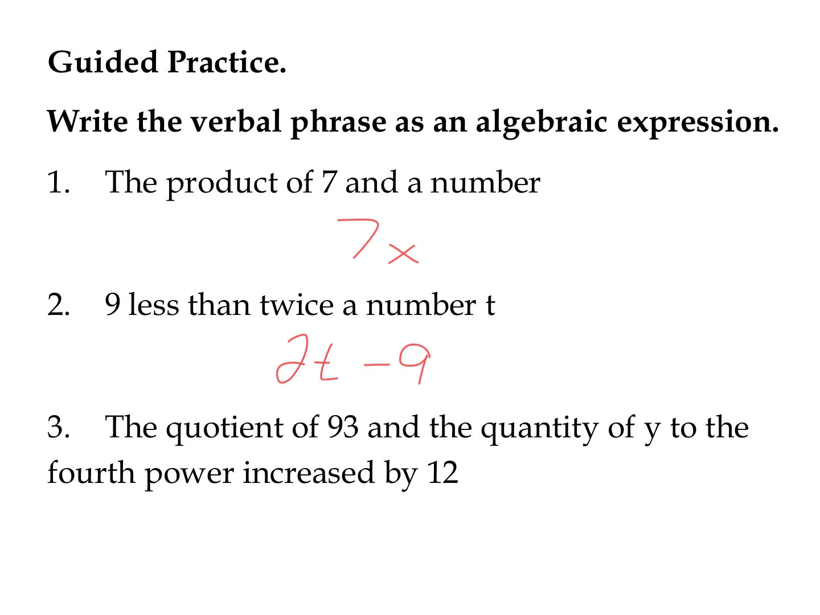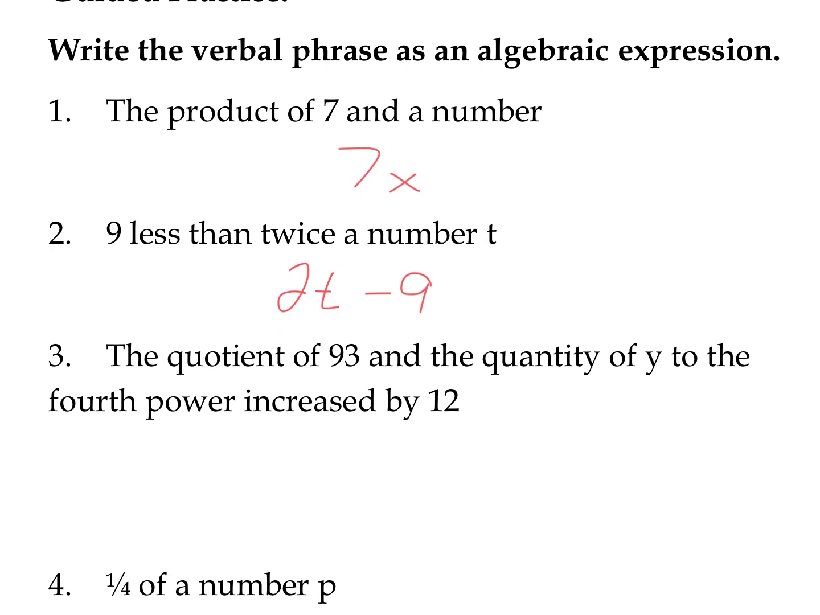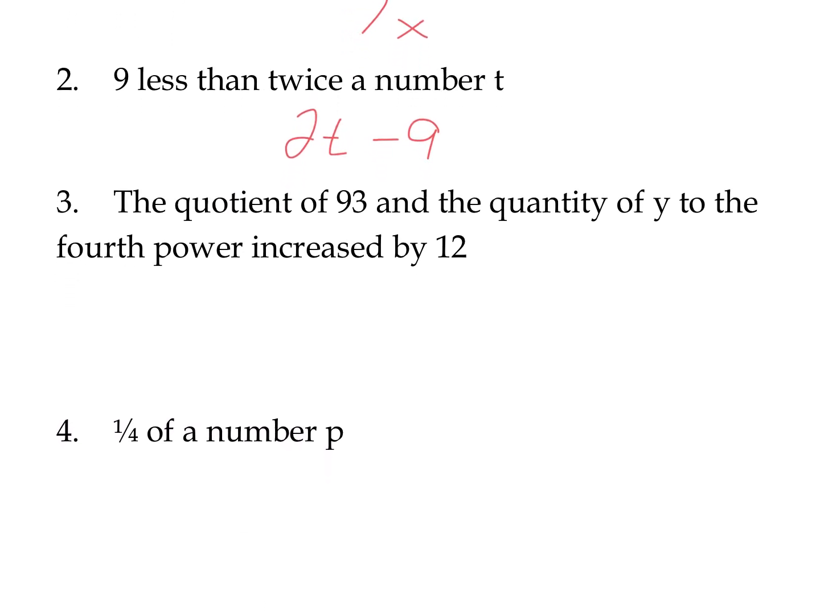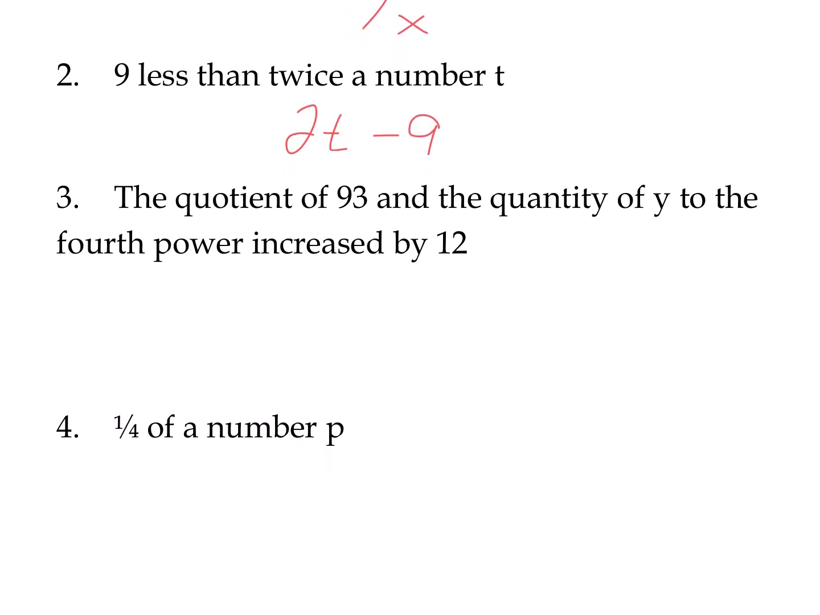The next example is the quotient of 93 and the quantity of y to the 4th power increased by 12. So there's a lot going on there. So let's break this down. Don't try and write it out just going through and putting one thing after another, because you have to figure out what might go together, what order. So the quotient of 93 and the quantity of y to the 4th power increased by 12. So we're taking and dividing 93. So we're going to have 93.